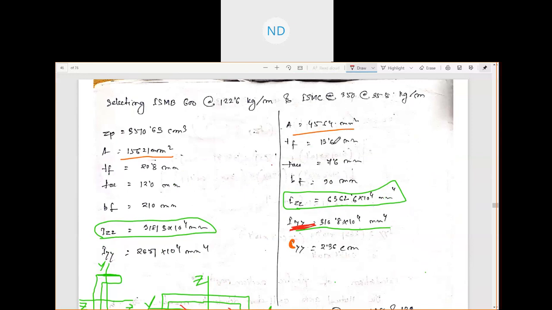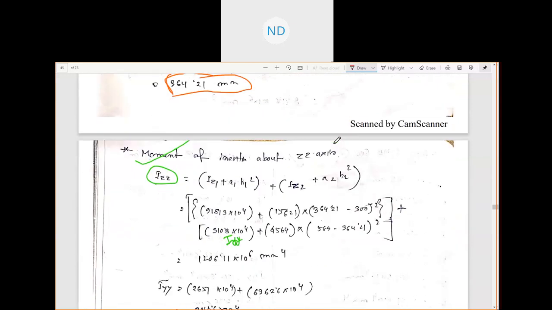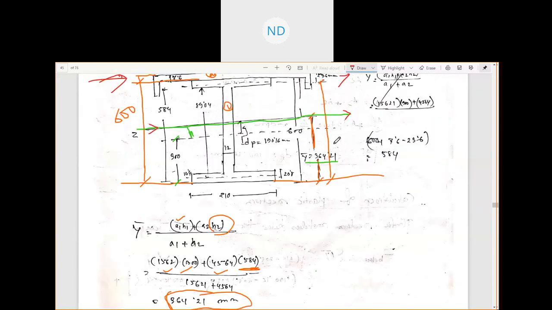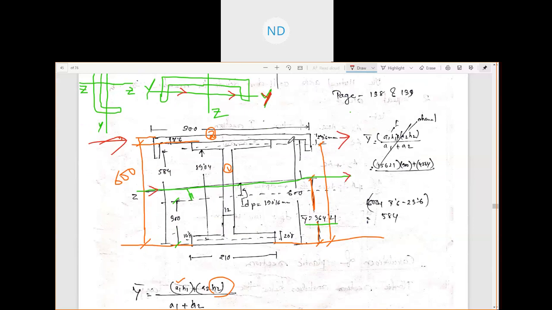Now A, we know, this 4564, this one. Now r square again, how much will it be? This r square is the h square, that means the distance between the CG of the entire built-up member, which is this green one, and the CG of the channel section. And you know the CG of the channel section is this one, 23.6 mm. Right. So that means this distance we need from here to here for finding the moment of inertia about the z-axis for this channel section.